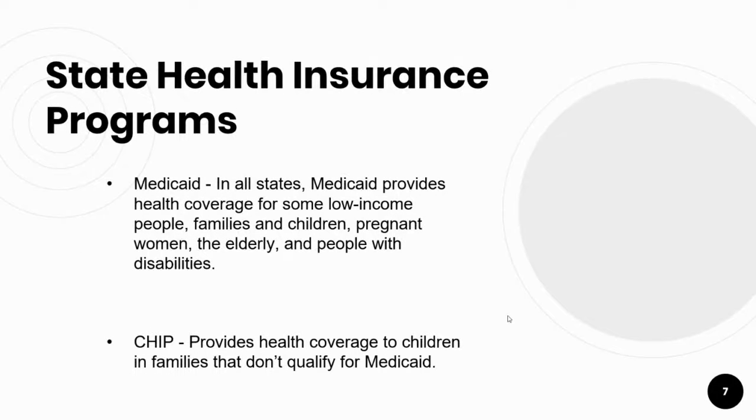All right, now let's talk about some specific state health insurance programs. The two most prominent are Medicaid and CHIP. Both are co-funded by the state and federal government. Now, for Medicaid, offered in all states, it provides health coverage to low-income individuals, families and children, pregnant women, the elderly, and people with disabilities, most notably. The people least likely to be covered under Medicaid are usually single adults that are healthy and don't have any disabilities. Also based on income as well.